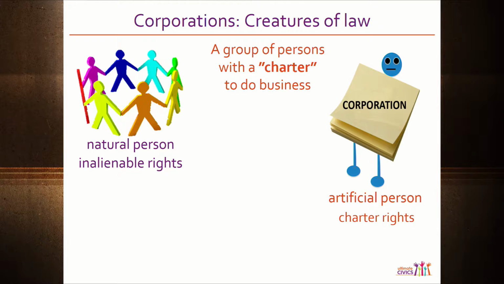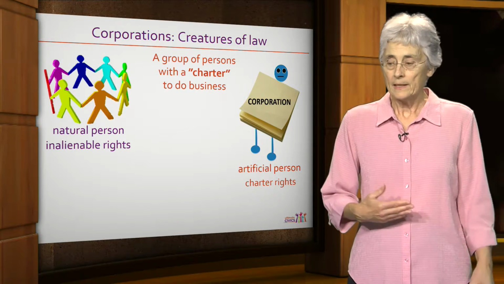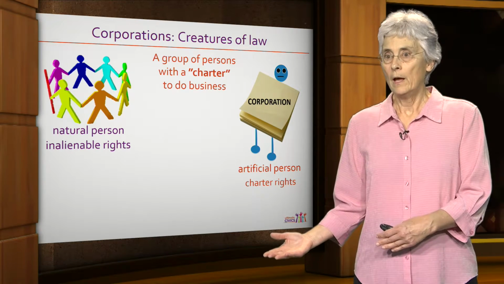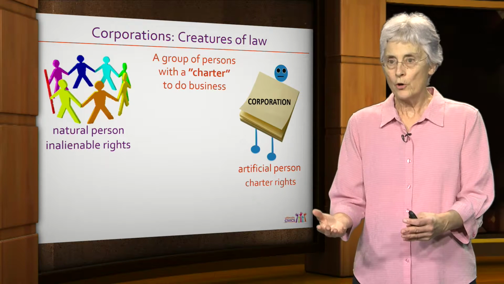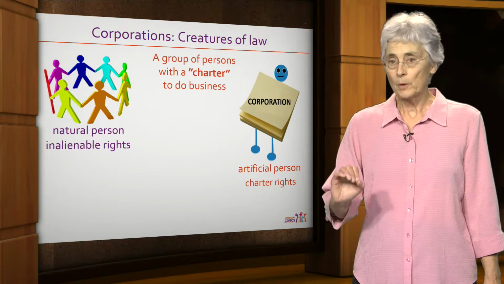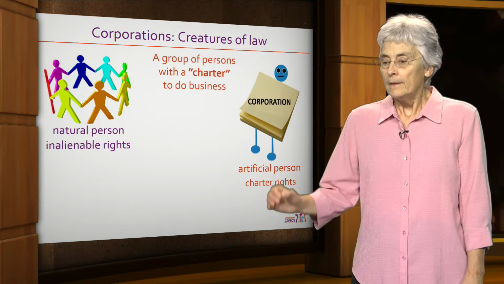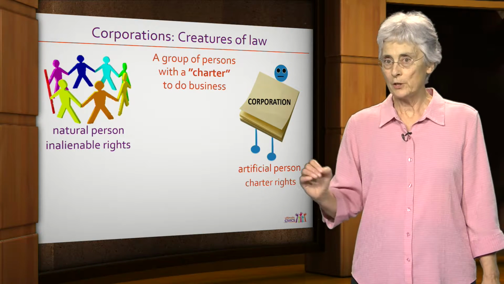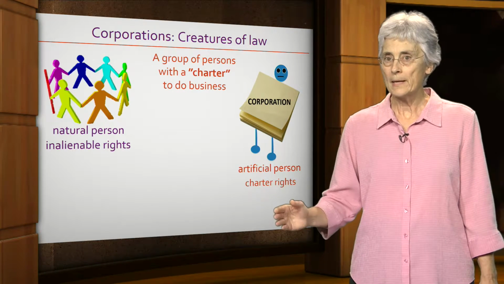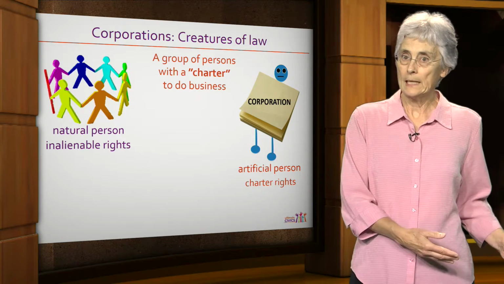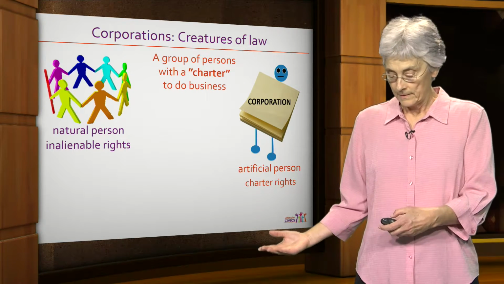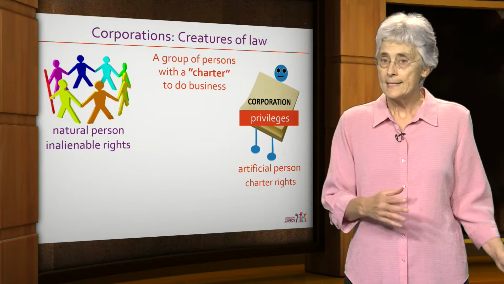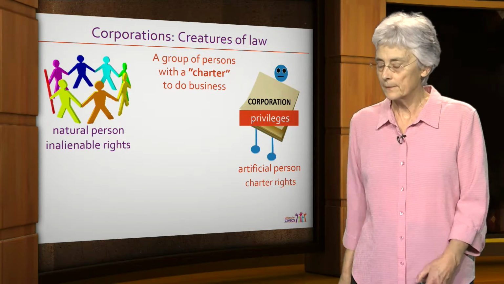Inalienable rights belong to natural persons. They cannot be taken away. They cannot be ignored. Artificial persons are not born. They are created by a charter for a very specific purpose: to do business. Charter rights are granted as a privilege of doing business through the charter by a government. Charter rights can be taken away. They can be denied. And so they are definitely considered to be privileges, not actual constitutional rights.